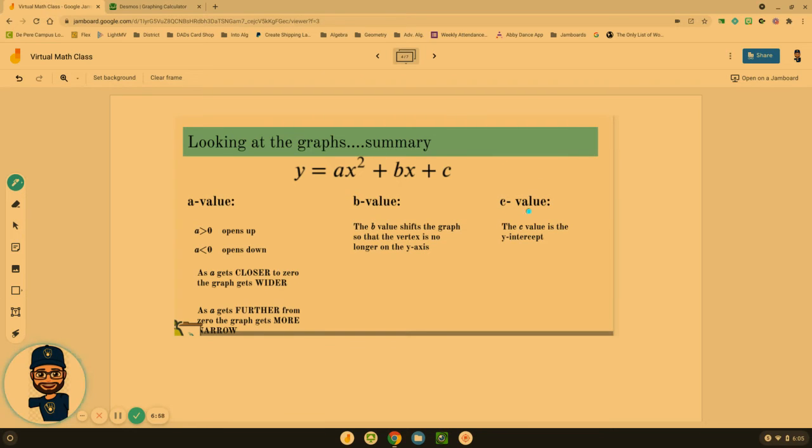Our C value, again, is the y-intercept. It tells us exactly where the y-intercept is. It tells us where to cross that y-axis. The B value is going to start to shift the graph so that it's no longer on the y-axis. It's no longer exactly in that center line, the y-axis.